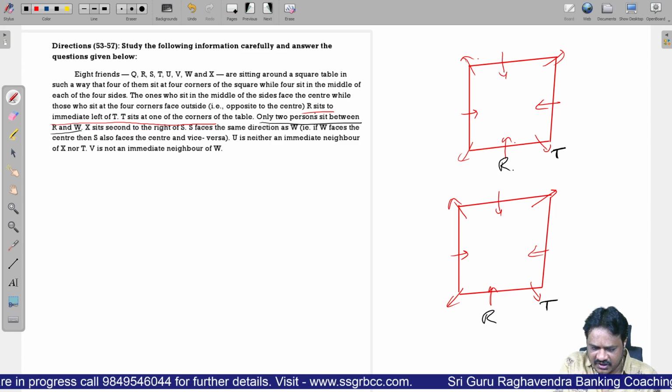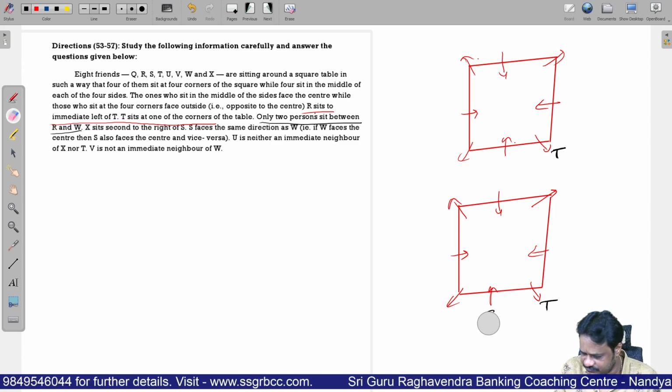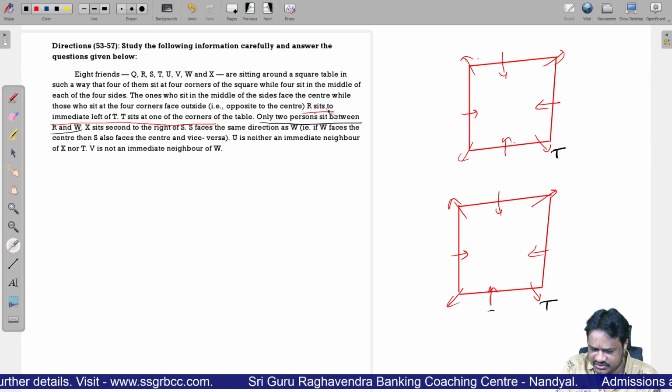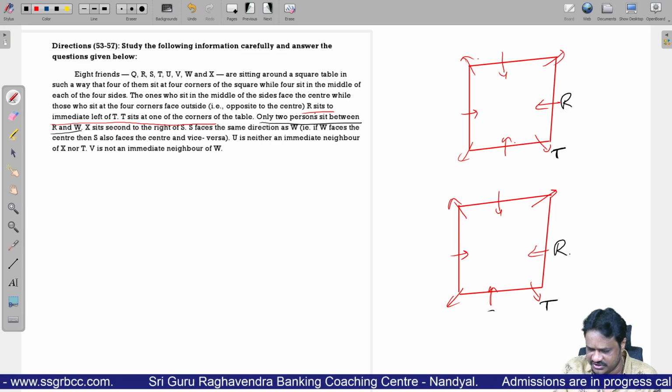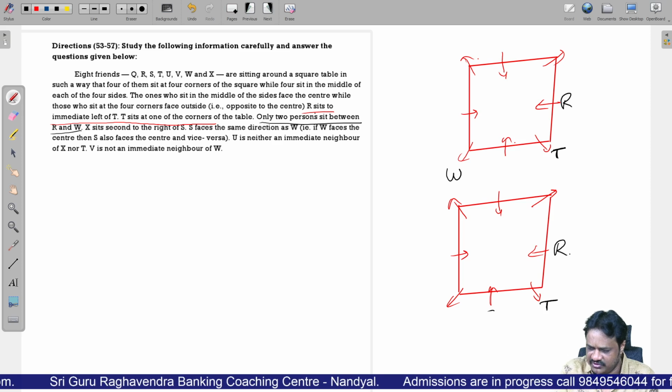See, R is to the immediate left of T. So this is wrong. Why? Because T is facing outside. R is to the immediate left of T means R is to the immediate right of T. Here R is to the immediate right of T. Two persons are there between R and W, either to the left side or to the right side.